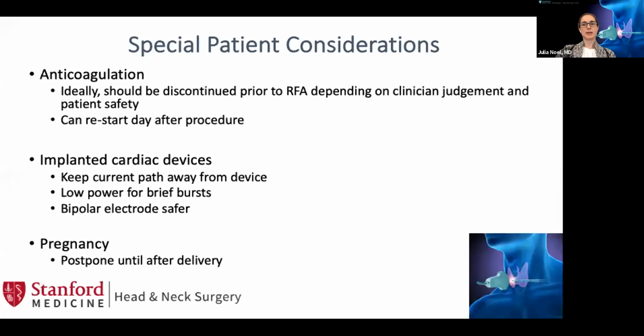Patients who have pacemakers or other implanted devices can still have the procedure, but you want to try to keep the device out of the path of the circuit. So usually this will mean positioning the grounding pads in a different location or using lower power for more brief periods of time. And there is a bipolar electrode that's available, which is the safest option as the current stays between the 2 tips rather than transmitting through the body, and the grounding pads are eliminated entirely.